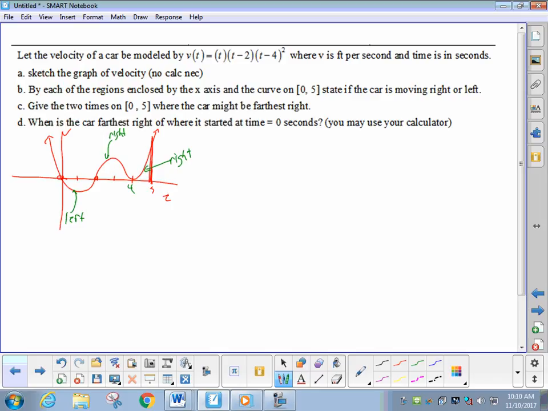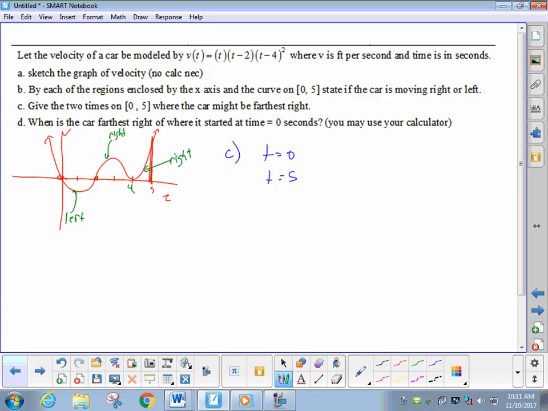All right, then. Here is where I might have got you. We'll see. Did I get you or not? Give the 2 times on 0 to 5 where the car might be farthest right. Give me 1. 0. Wow, you are good, sir. Time equals 0. And give me another. Time equals 5.